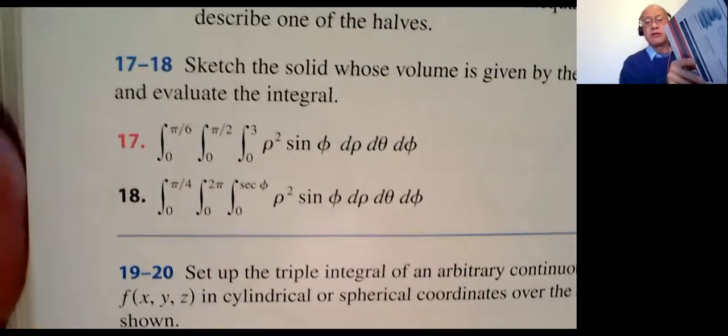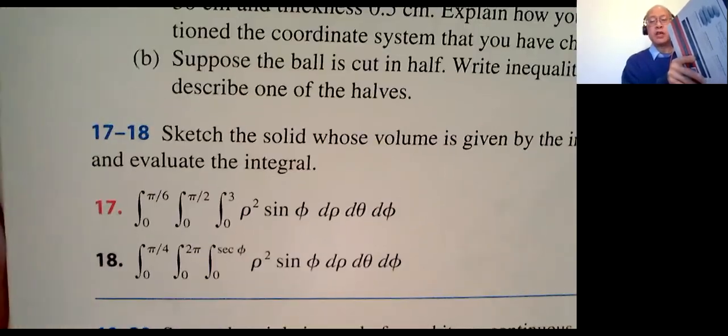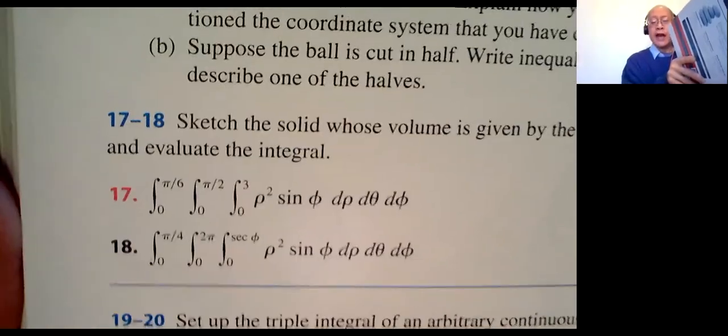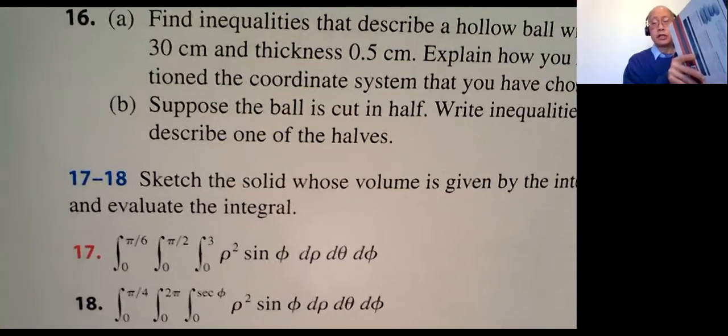Okay, number 17. Find the volume. 0 to 3, 0 to pi over 2, 0 to pi over 6. Rho squared sine phi, d rho, d theta, d phi. If they're asking for volume, it's automatically always that. Put that in your cheat sheet. Rho squared sine phi, d rho, d theta, d phi.